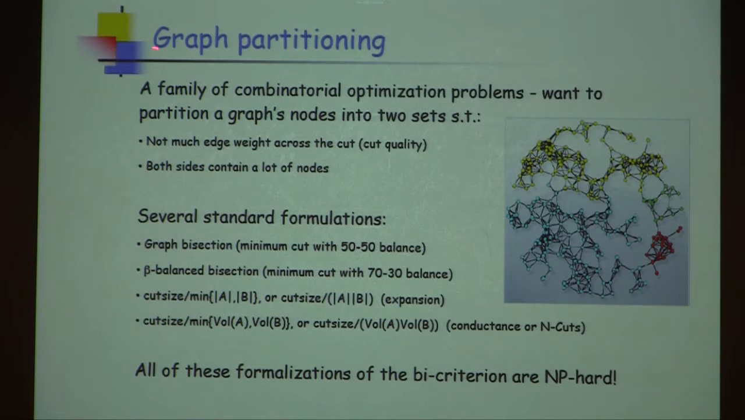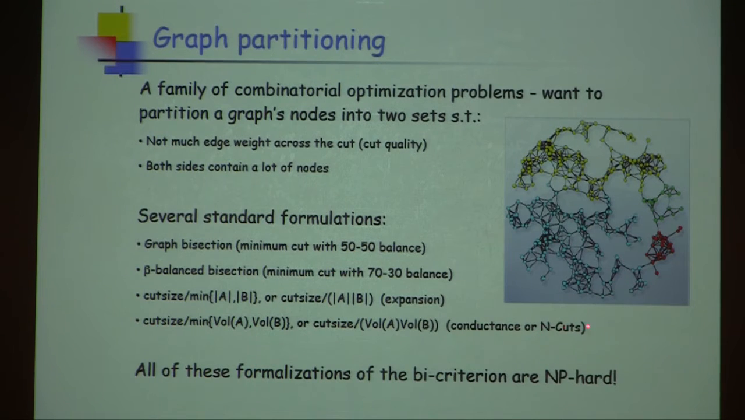Graph partitioning is a family of combinatorial optimization problems. We want to split the nodes of a graph into two sets that satisfy two criteria: not much edge weight crosses the cut, so the cuts are good cuts, and both sides contain a lot of nodes. There's a bunch of ways to formalize this: graph bisection (50-50), beta-balanced bisection (70-30), quotient cuts, expansion if you're familiar with that, conductance, normalized cuts.